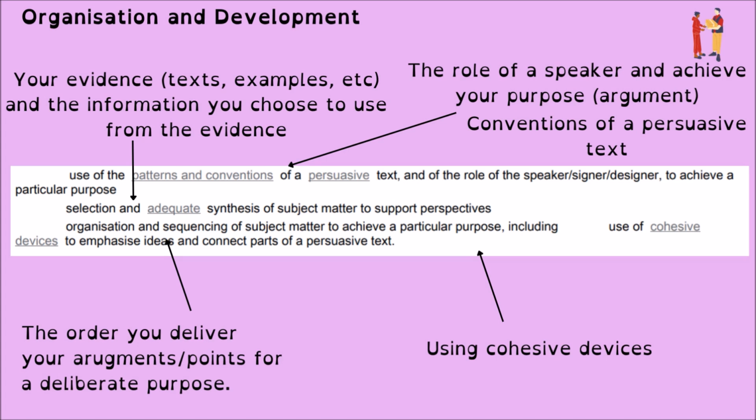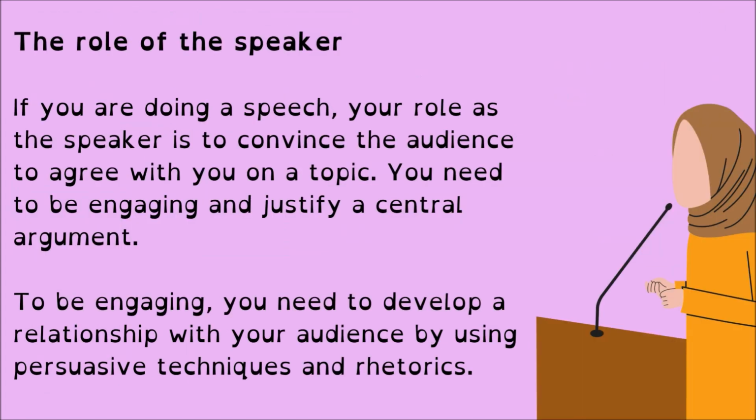The last thing you're getting marked on, it's another one where you're getting marked on 2 things in 1 dot point. So organization and sequencing of subject matter to achieve your particular purpose, and then cohesive devices as well. So the first half of that dot point relates to the order in which you deliver your arguments for deliberate purposes. And then the second half of that is obviously your use of cohesive devices.